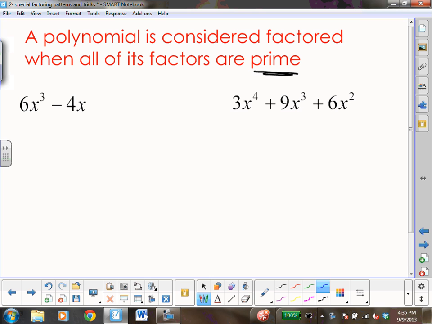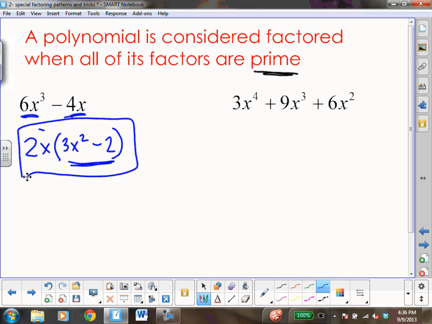I notice that I have a greatest common factor between these two terms of 2x. So I'm going to take that 2x and factor it out. Inside of the parentheses, I divide each term by 2x and write the remainder. So I have 3x squared, and 4x divided by 2x would be 2. I cannot factor this portion on the inside any further, so this would be the prime factorization. Let's look at the next one.